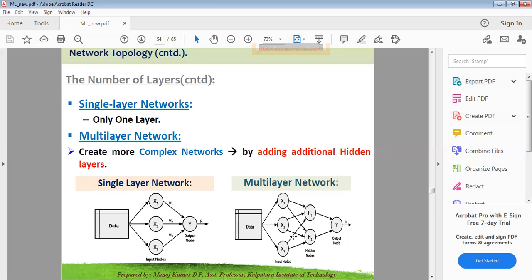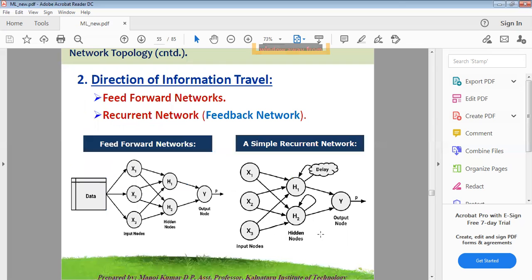Come to multi-layer: you see x1, x2, x3 are there, and before y, you will be getting hidden nodes. So this is multi-layer. Single layer means the layer is only one, and you directly get the output. But here you get the output through how many layers? First layer is the input layer. Next you have the hidden layer. Input layers are x1, x2, x3. Hidden layers are h1 and h2. So this one is called a multi-layer network.